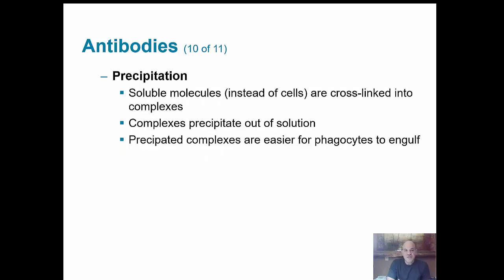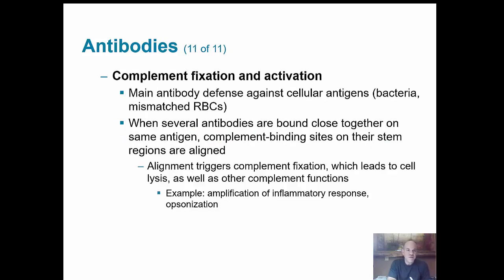And then there's precipitation. In precipitation, you're going to have soluble molecules instead of cells. And these soluble molecules are going to bind with the antibodies and cross-link into complexes. These cross-linked complexes will precipitate out of the solution. And these precipitated complexes make it easier for phagocytes to engulf them or take them in. And then we have complement fixation and activation here.